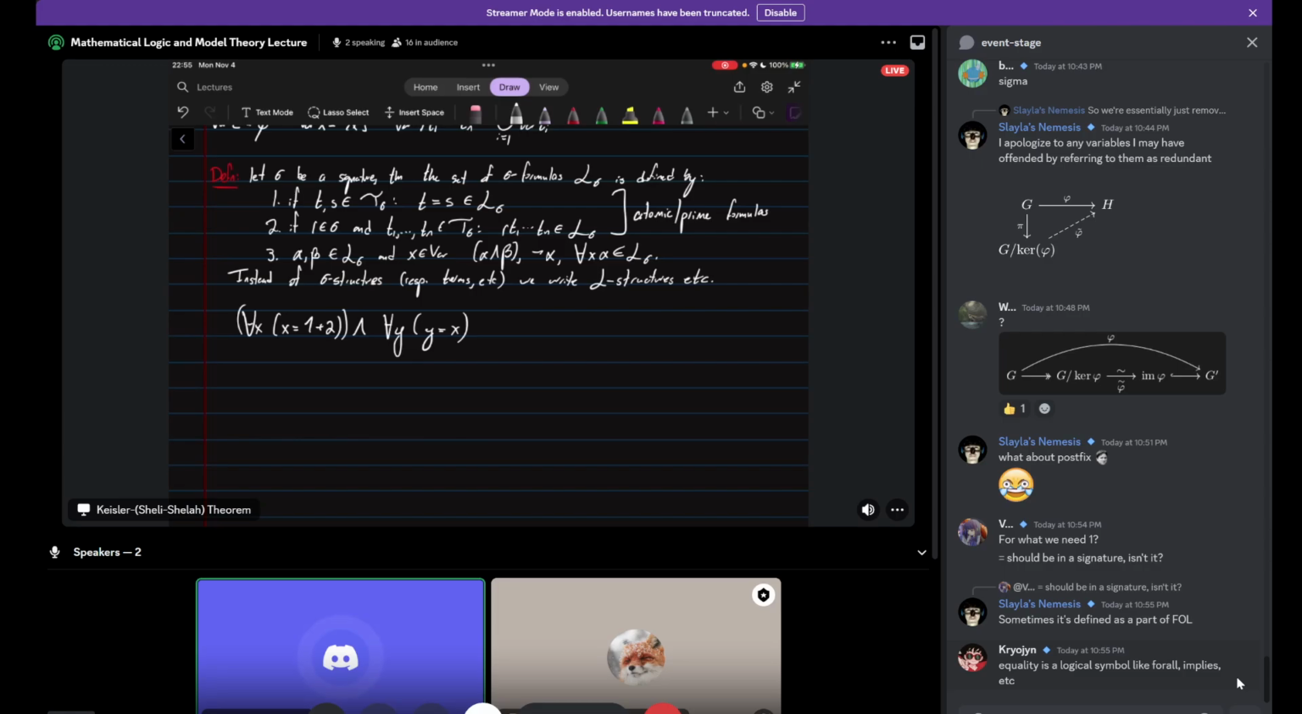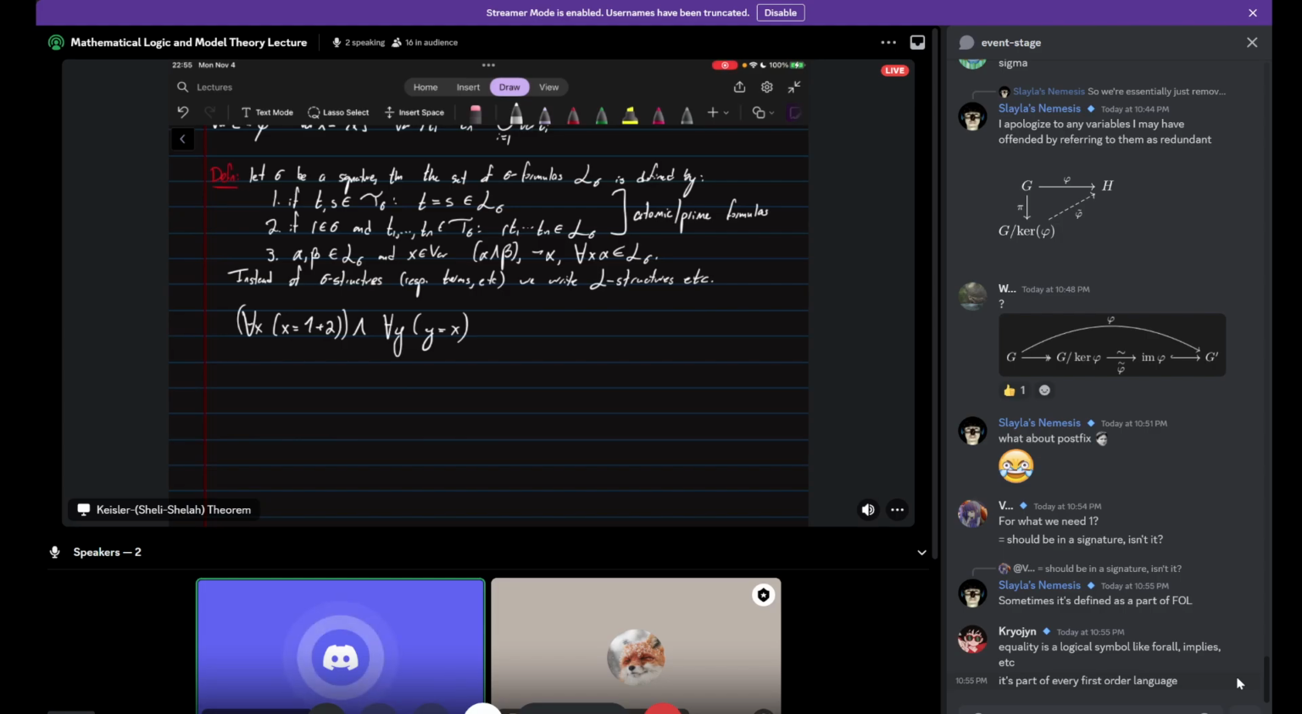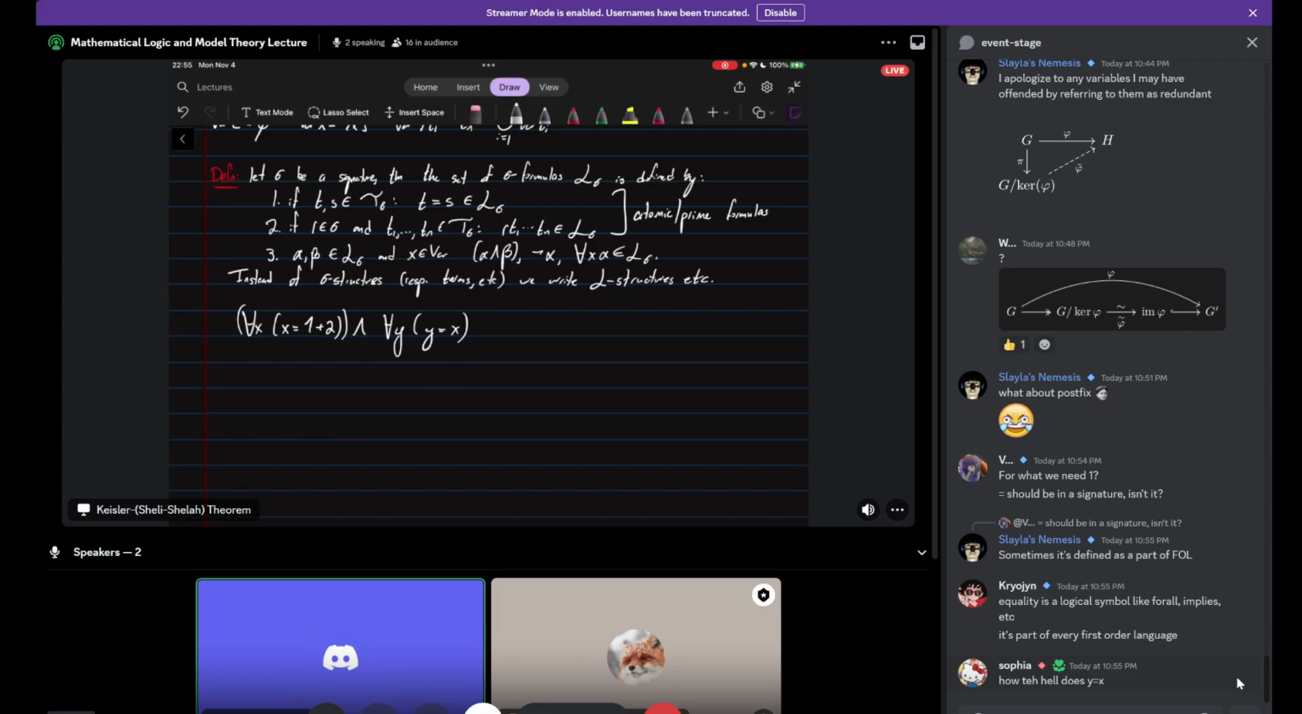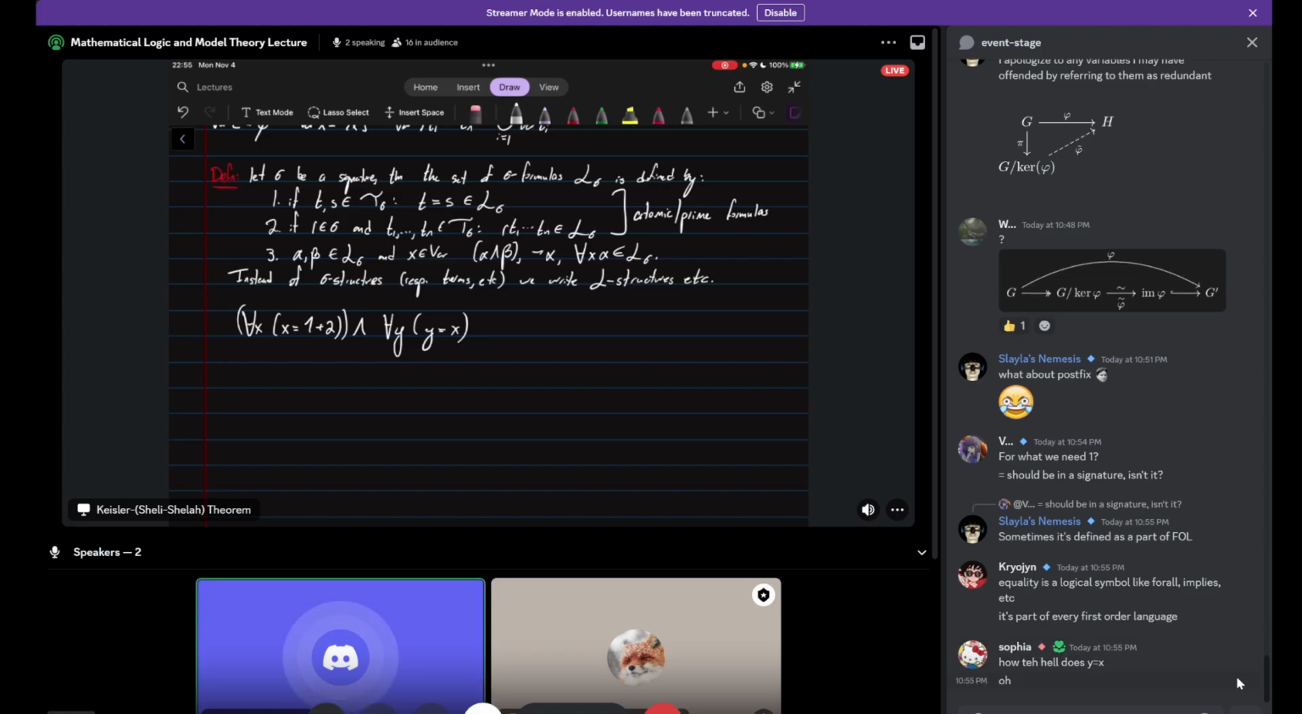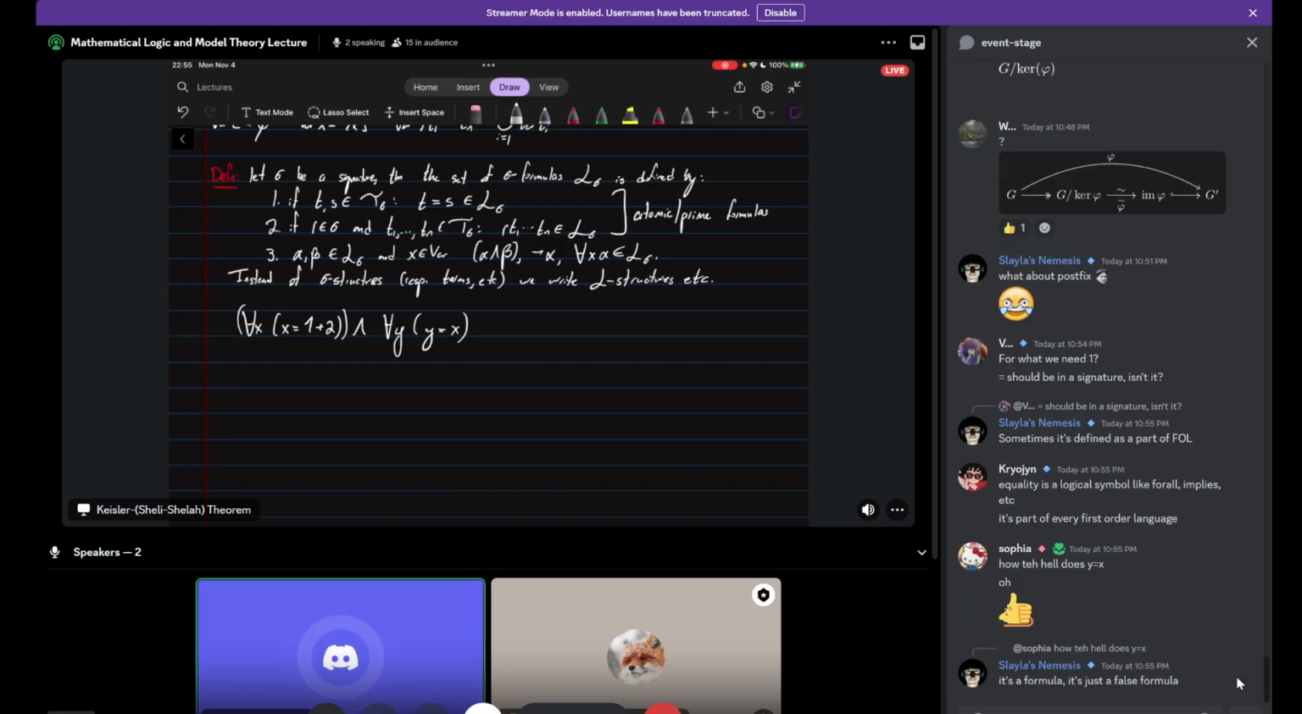So you can talk about identityless theories and logics, and those don't have the equal sign as a primitive part of the logic. But you lose strength. It's not a part of every first order language. It's a part of every non-identity-free first order language. There are people that study stuff without identities.